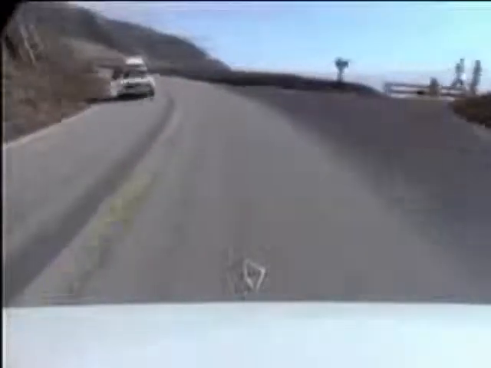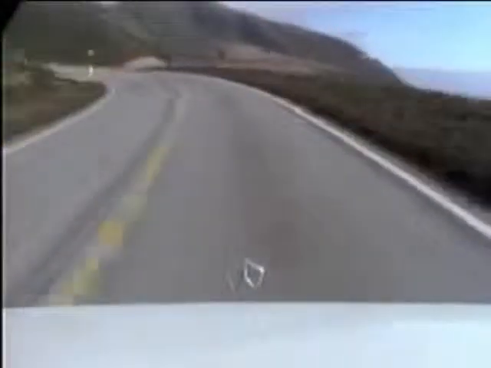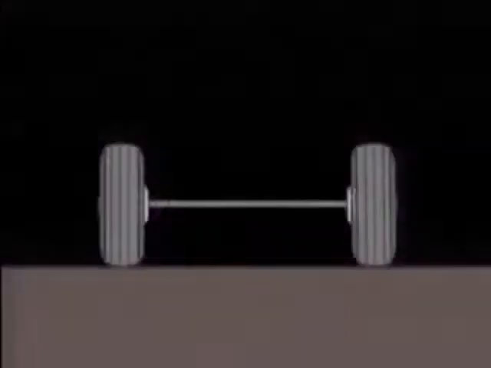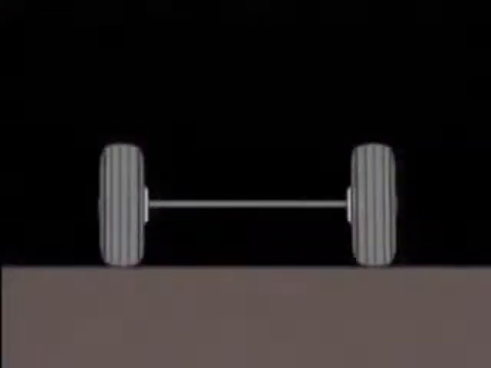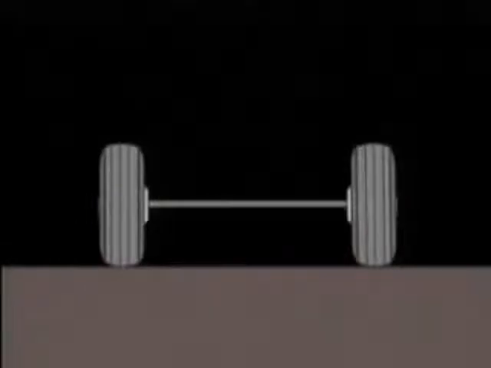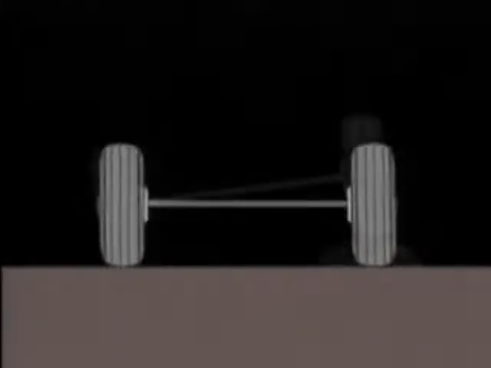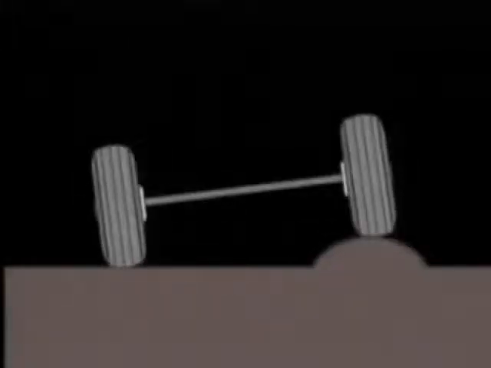Let's look at some of the different suspension features seen on vehicles today. The suspension of a vehicle may be either a solid axle design or one with independent suspension. On a vehicle with a solid axle suspension, both wheels are mounted on a solid axle. This is also known as dependent suspension. This means what happens on one side of the vehicle affects the opposite side.